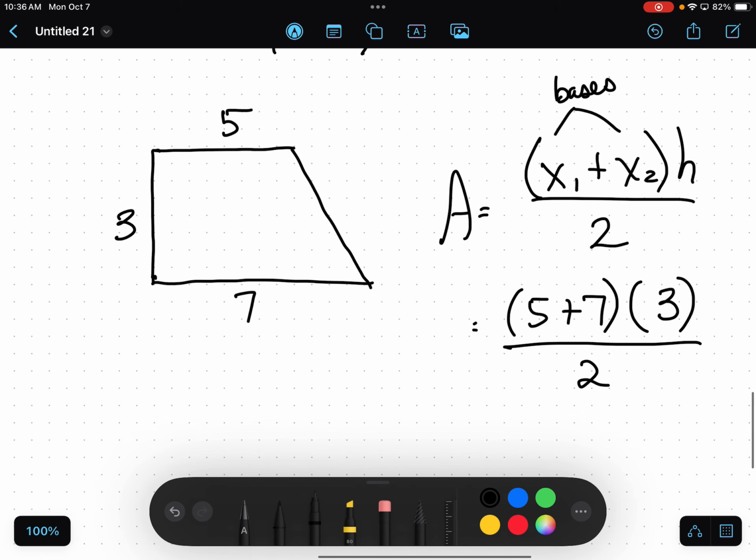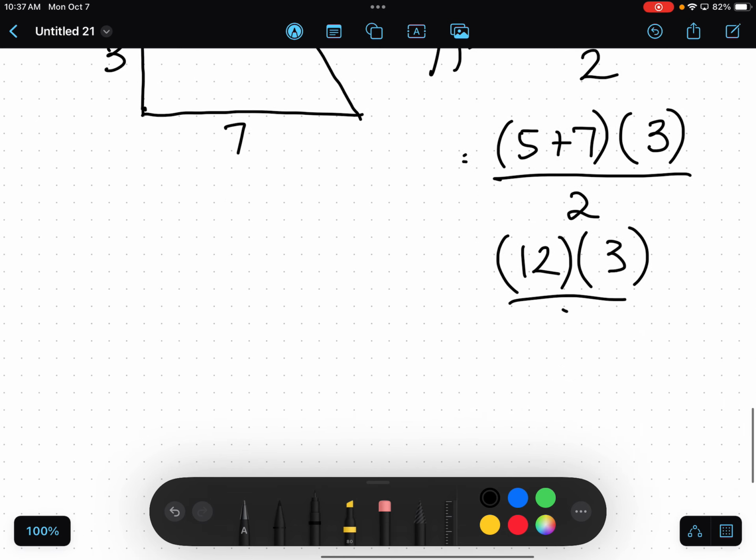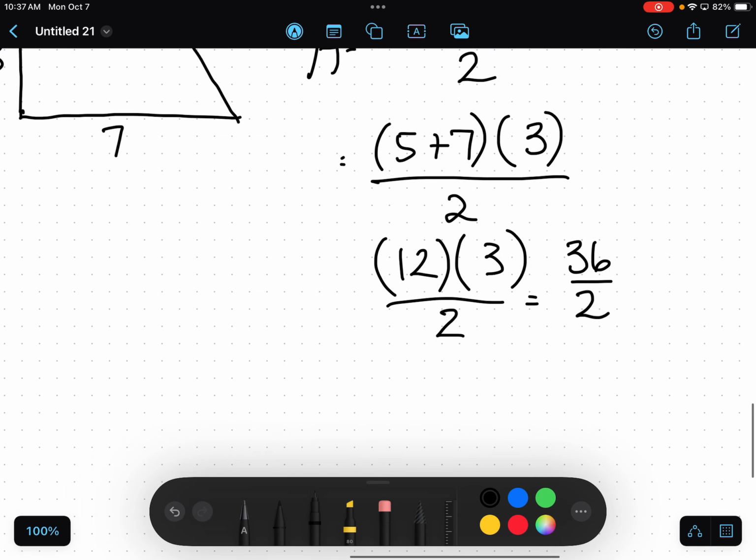So when you do this, be very careful. What's 5 plus 7 first? 12, right? Then what's 12 times 3? 36. And what's 36 divided by 2? 18. Okay? So be very careful.